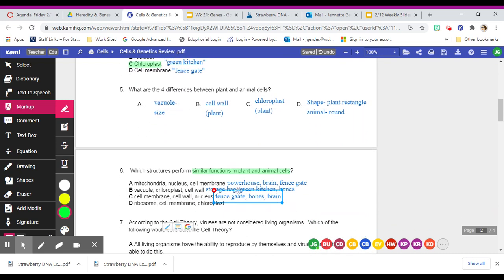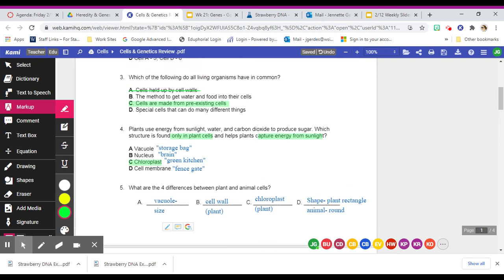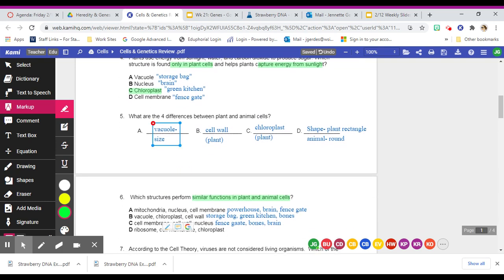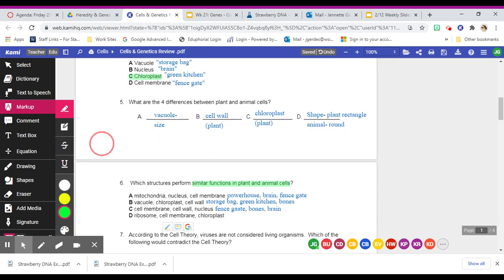Okay, for the next question, I asked you about 4 differences between the plant and animal cell. So one thing that you should have noticed is the vacuole. Remember, the vacuole is different sizes in the plant and animal cell. In the plant, there's only one, and it's very big. It's called the central vacuole. And in the animal, it's very small, and we have several of them.